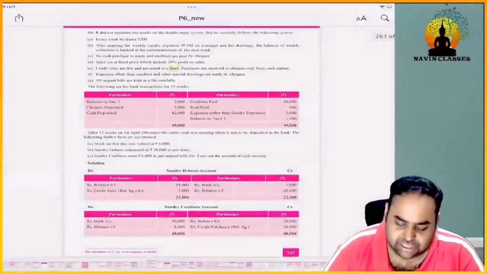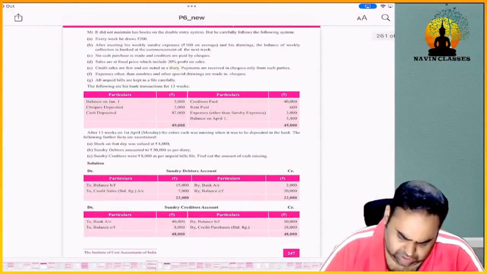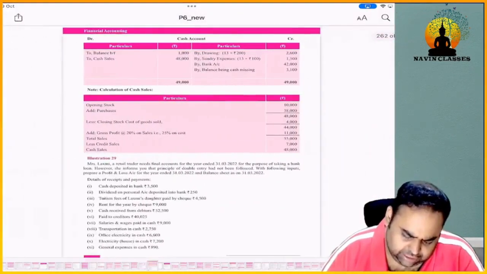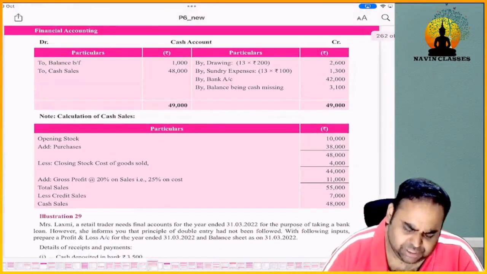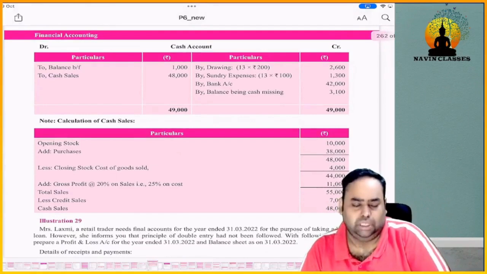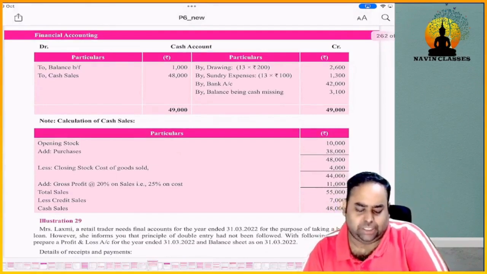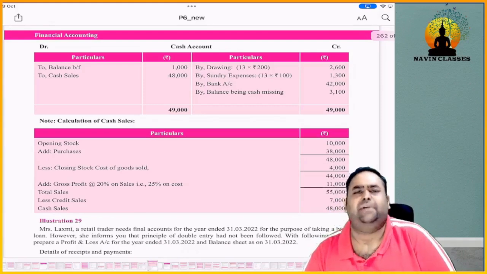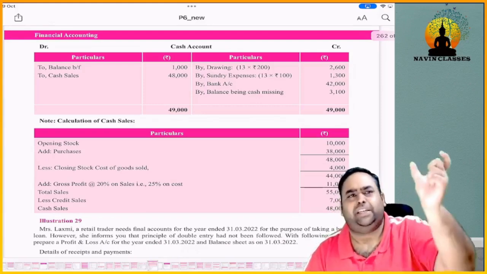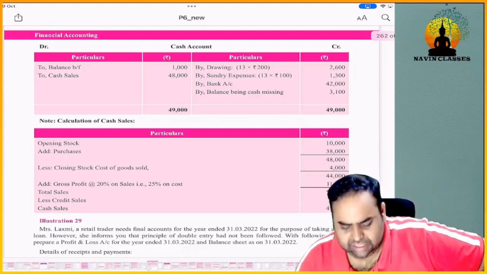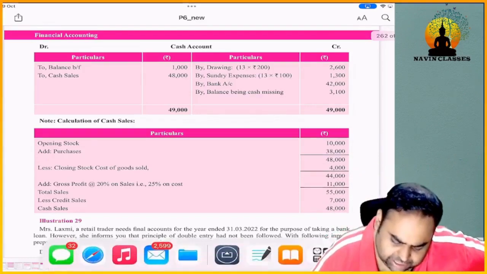Let me check the answer once if it's correct or not. Credit sales 7,000. This is 38,000. Cash missing 3,100. It is correct. Cash missing 3,100. Absolutely correct. Here cash sales is calculated like this and we made a trading account. It's the same thing we calculated by making a trading account. So the missing cash that we got is 3,100.